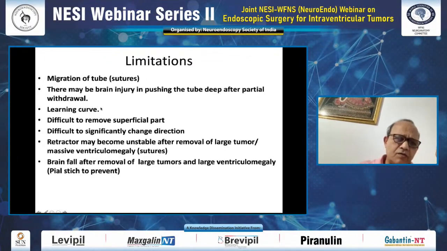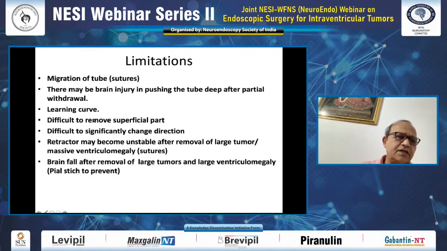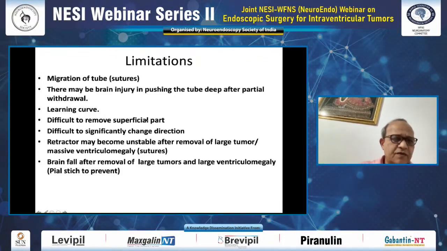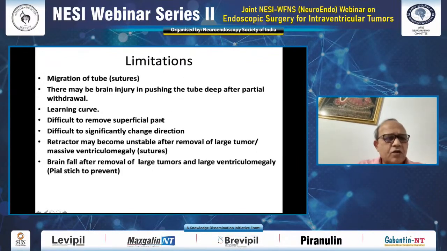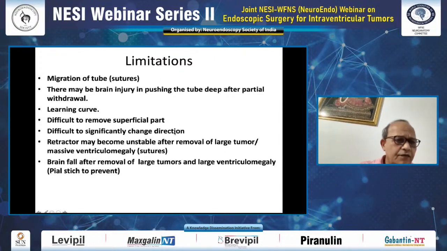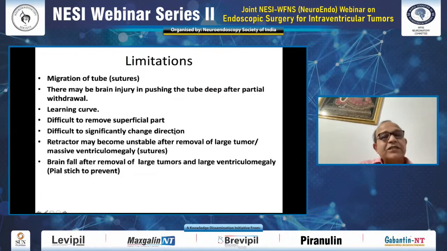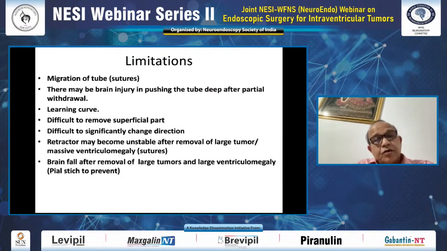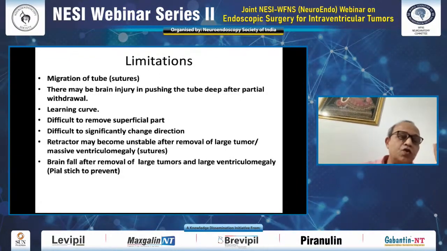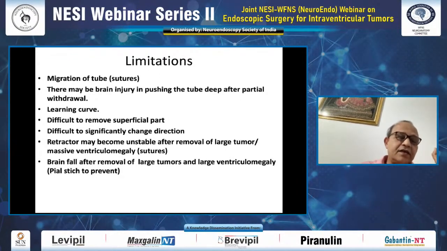There is a learning curve, obviously, as with all surgeries. It is difficult to remove the superficial part. If the tumor is lying superficially, obviously there is no need for using a tubular retractor. It is difficult to significantly change the direction, because the overlying brain parenchyma prevents that, so you have to have a second trajectory.